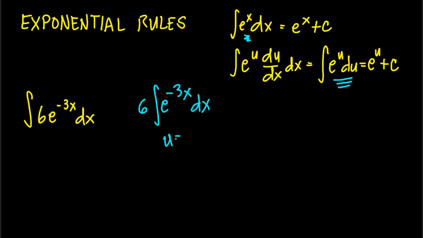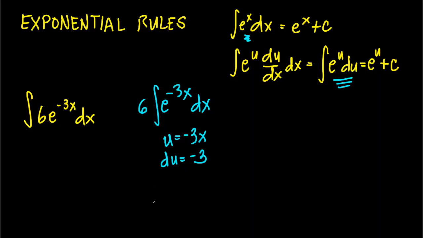So, our u is negative 3x, but the du is supposed to be negative 3. What we see here is 6. So, what do we do to make the 6 become negative 3? Okay. So, what we're going to do is divide by negative 2.